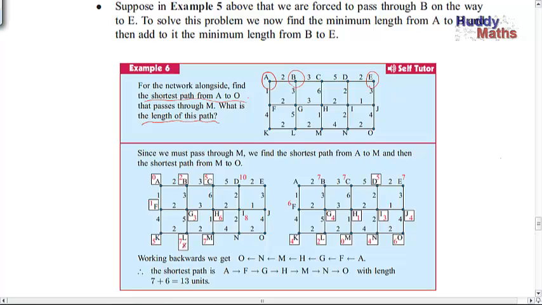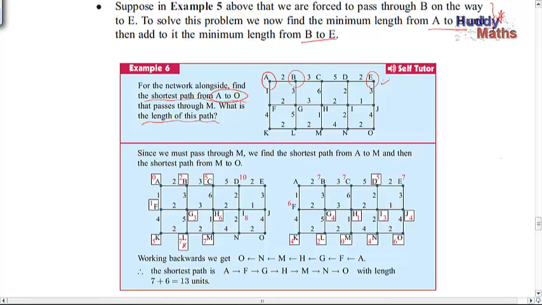So here, it's not on the way to E. Yeah, that's all right. Here, the shortest path from A to O. Okay, sorry, I've messed this up here. I was reading that. It doesn't relate to this one. This goes back in the previous example. We've got to pass through B on the way to E. We'd split it into 2 paths, in other words. And we're going to do that example now.